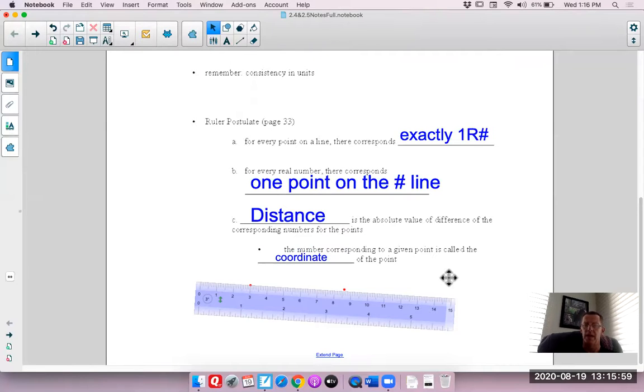It's basically saying if you lay down a number line, then every point that's on that number line has one real number that's associated with it, and any number that's on the number line has 1 point associated to it.